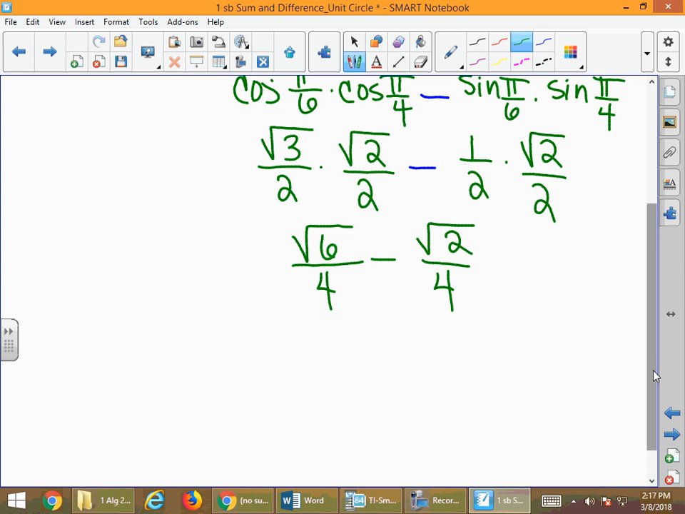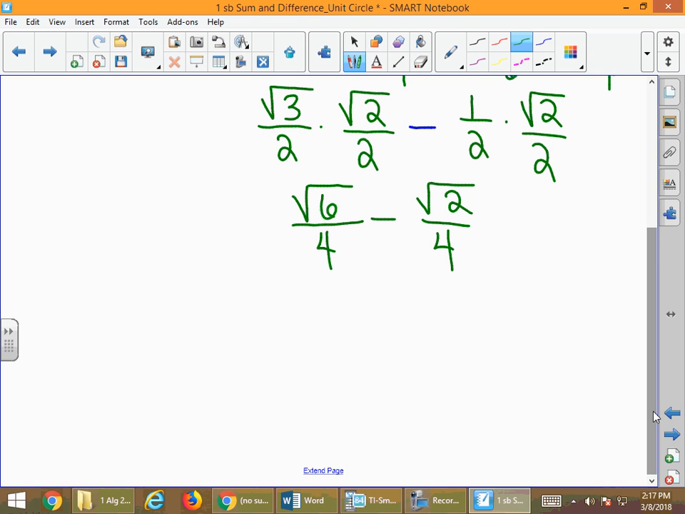Nice thing here, we already have a common denominator. We want to write our answer in exact form. That means that we're leaving the radicals in there. And as we finish, we get the square root of 6 minus the square root of 2 all over 4. So we don't know what 5 pi over 12 is, but we can come up with our answer by knowing other values about our unit circle.